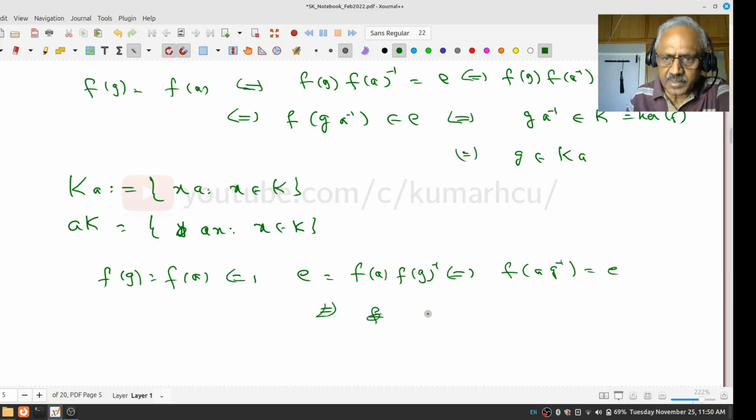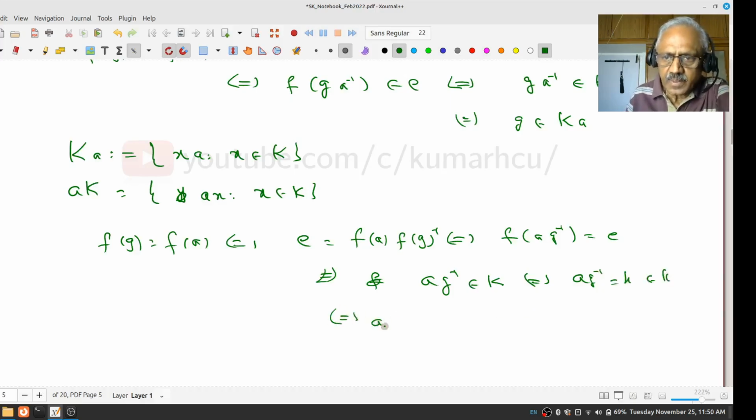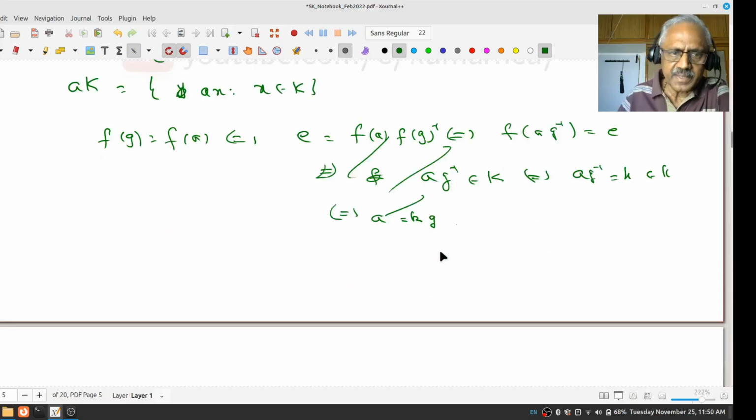Let me look at it in a minute. a g inverse is in K, that is, if and only if a g inverse is some k in K, that is, if and only if a equals kg for some k. So let us not do that. Let's do it slightly differently.